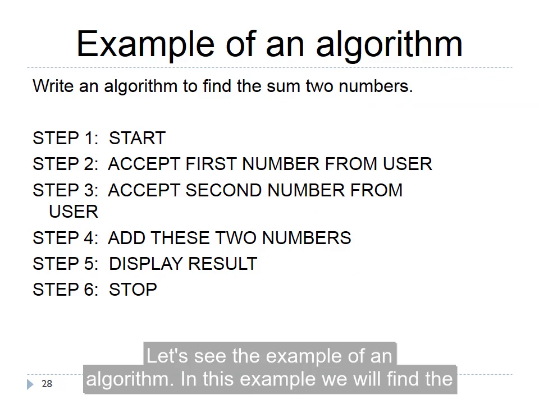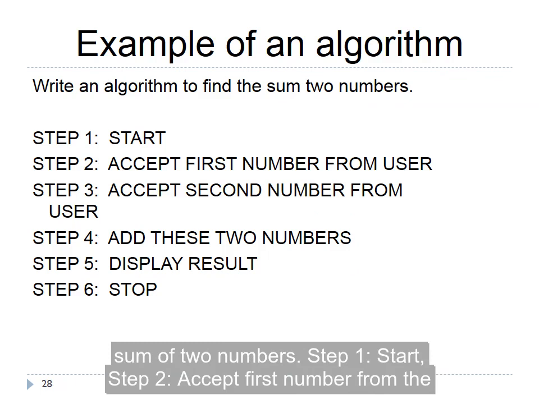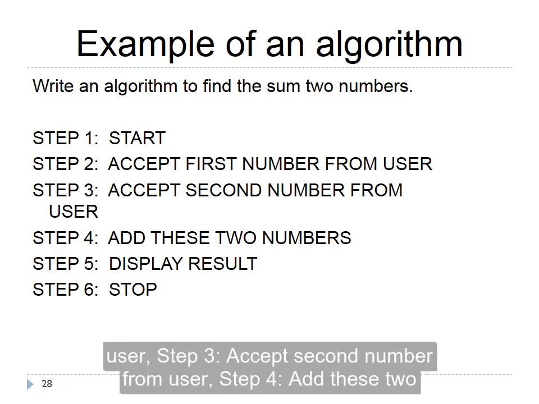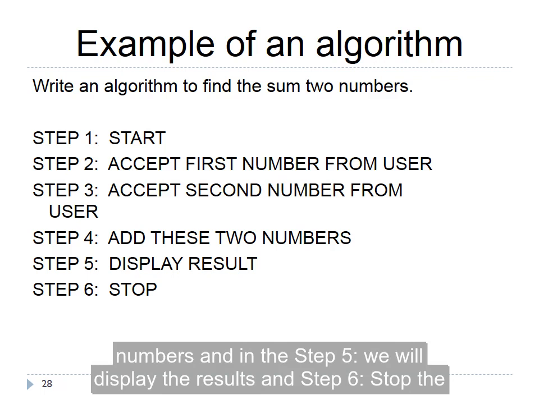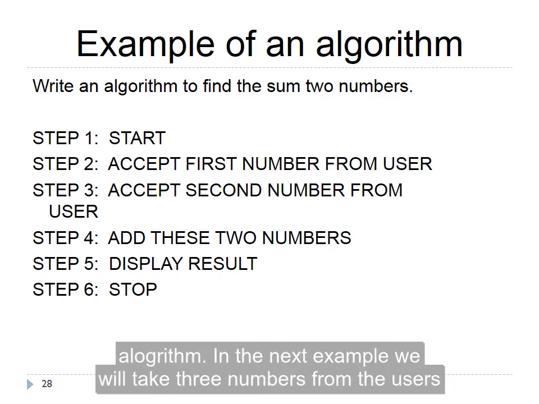Let's see an example of an algorithm. In this example, we will find the sum of two numbers. Step 1. Start. Step 2. Accept the first number from the user. Step 3. Accept the second number from the user. Step 4. Add these two numbers. And in step 5, we will display the result. And step 6. Stop the algorithm.